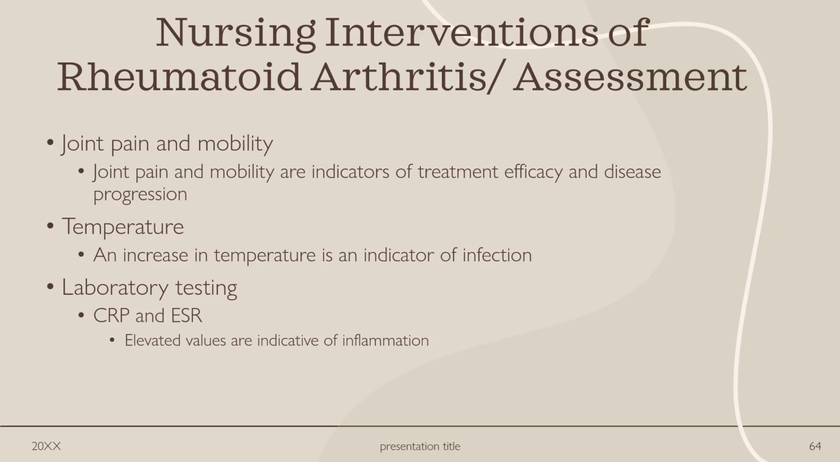So some nursing interventions for rheumatoid arthritis. We are going to start with assessment. We're going to assess the joint pain and the mobility. Joint pain and mobility are indicators of treatment efficacy and disease progression. We're going to assess temperature. An increase in temperature is an indicator of infection. We're going to monitor laboratory testing, that's CRP and the ESR. These lab studies are going to be elevated when there is inflammation present.